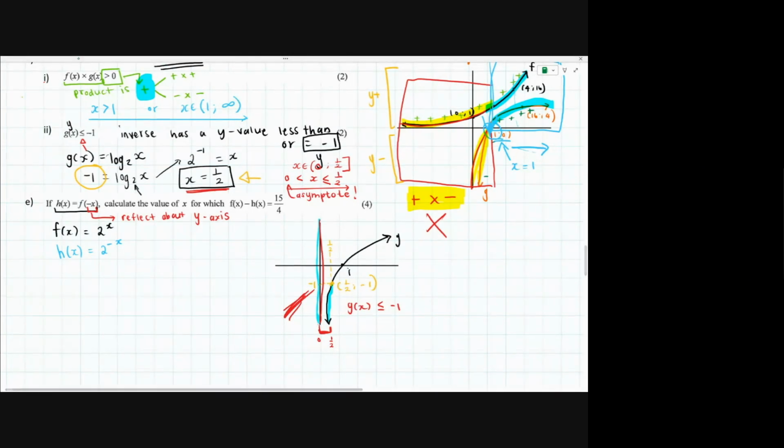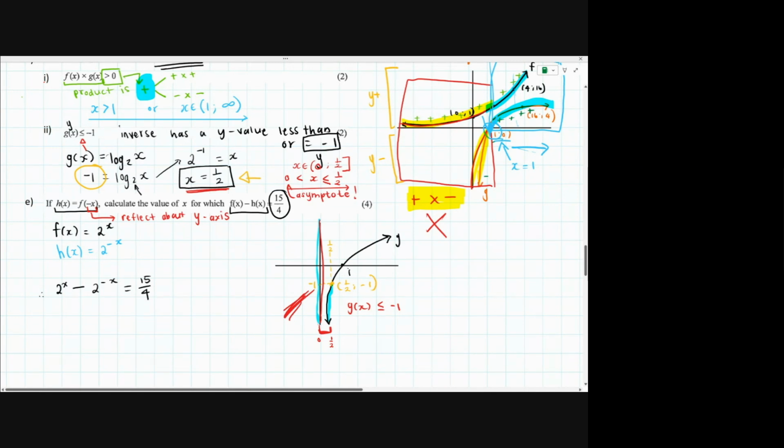Now I can go to the next bit of the situation that actually tells me to subtract, and I want to know where the distance between those two is 15 over 4. So f of x was 2 to the power x minus h of x, 2 to the negative x, equals 15 over 4. And now you've got an equation that you need to solve. Now, guys, there are a few different ways that you can do this. And again, you need to decide what you're more comfortable with.